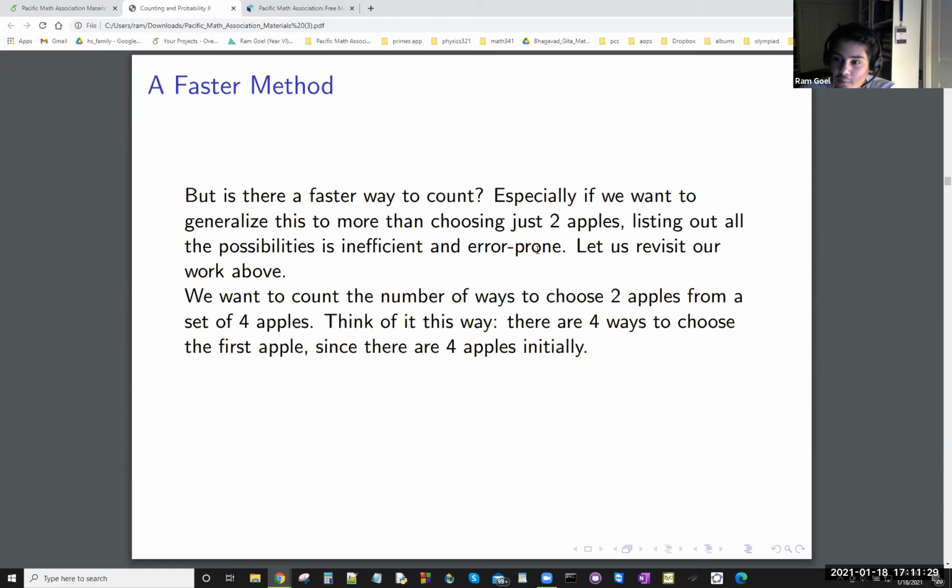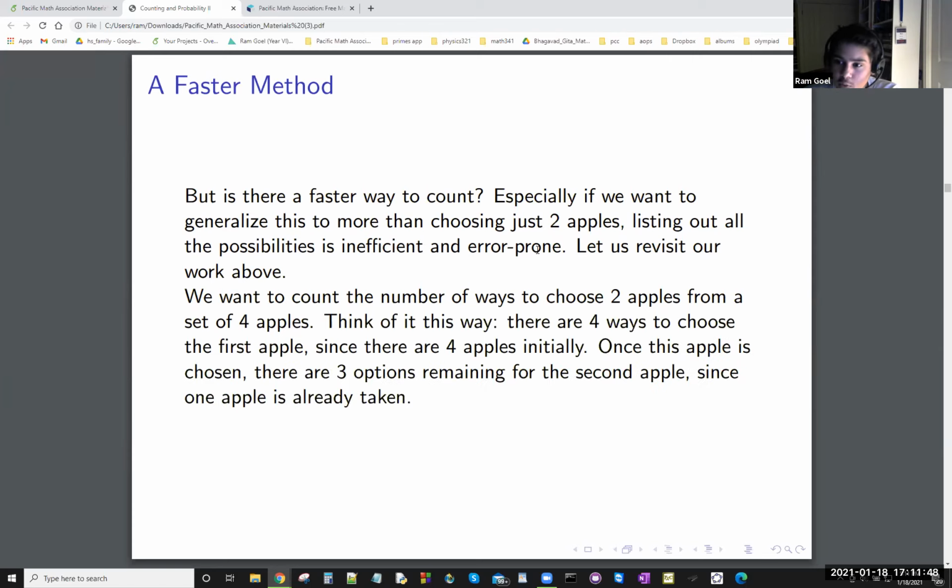Okay. So think of it this way. Instead of listing out each of the pairs, it's a similar idea to how we did the casework. There are 4 ways to choose the first apple. So we want to find a subset of 2. There are 4 ways to choose the first one. If they're A, B, C, D, we could choose C. Once we choose the first apple, there are 3 options remaining for the second apple. The reason for that is that, let's say we chose C from A, B, C, and D for the first apple. Then the second apple can be either A, B, or D.